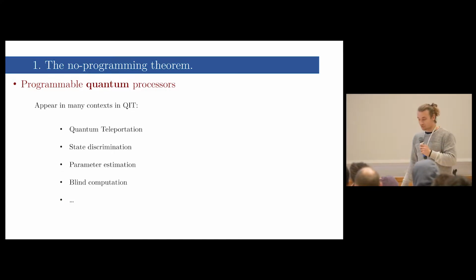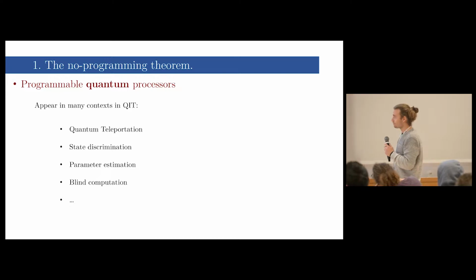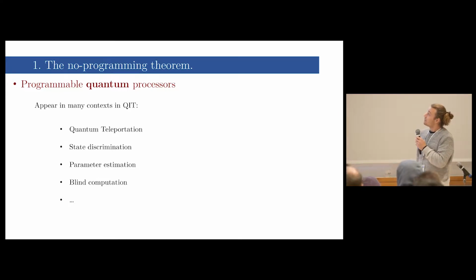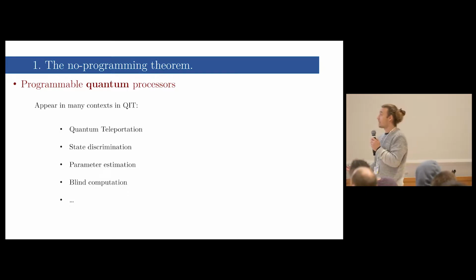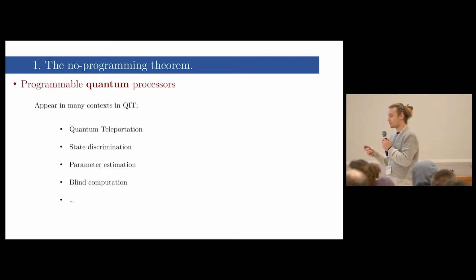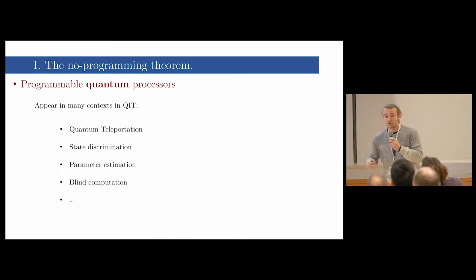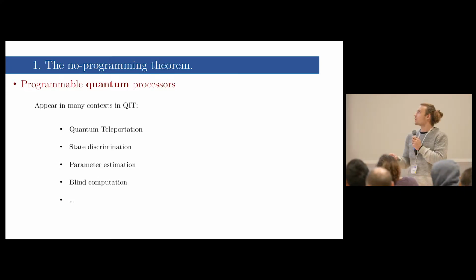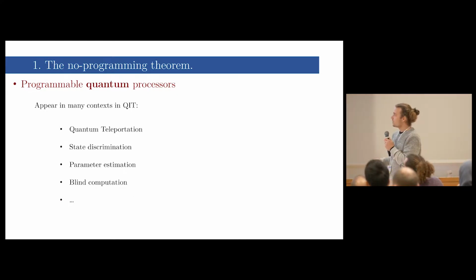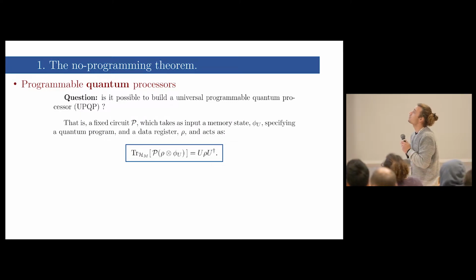These objects I'm introducing here, programmable quantum processors, maybe are not very practical, but they turn out to be a kind of fundamental object. They appear in many connections in quantum information theory, and I argue that studying them is interesting for studying a bunch of problems in quantum info. So let's begin the study of these objects.